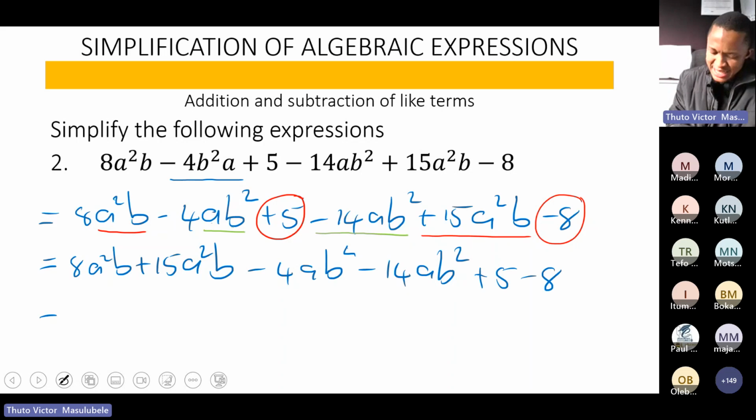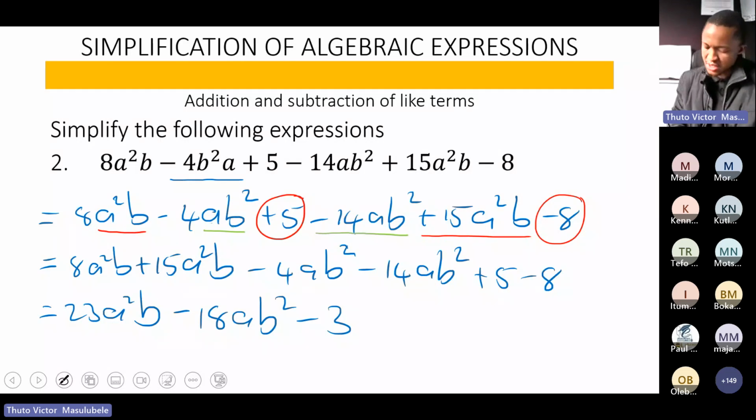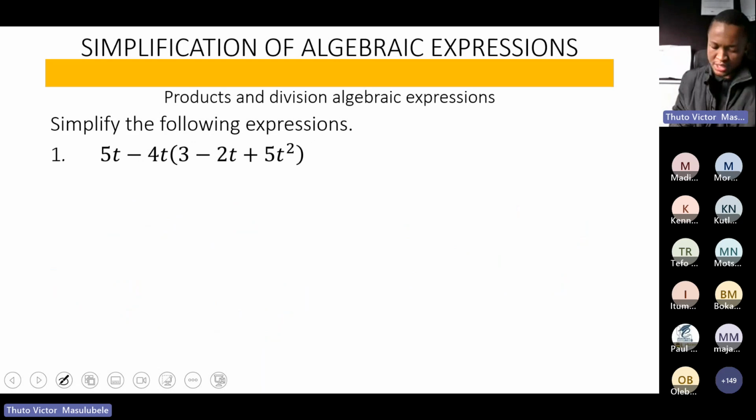So again, what did I do in the first procedure? I rearranged the factors of the second term so that they are written in alphabetical order. Second procedure, you group your like terms together. And after grouping your like terms together, then you can combine them. This will give us 23a squared b minus 18ab squared minus 3 when you combine all the like terms together. Now let's move on to the next one as well.